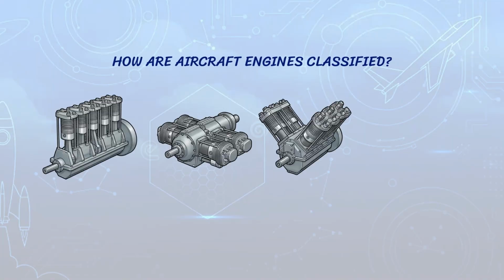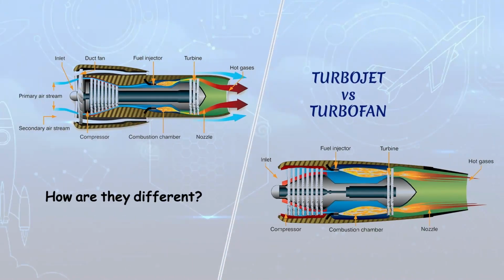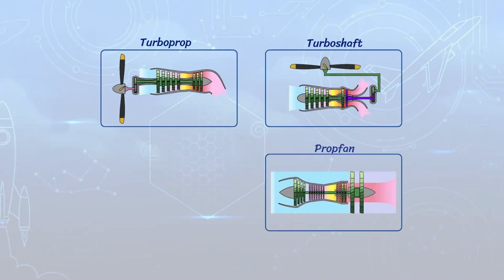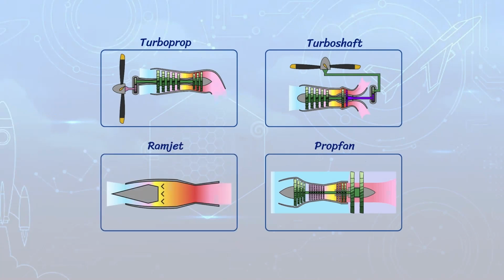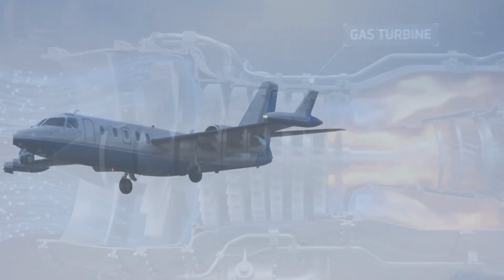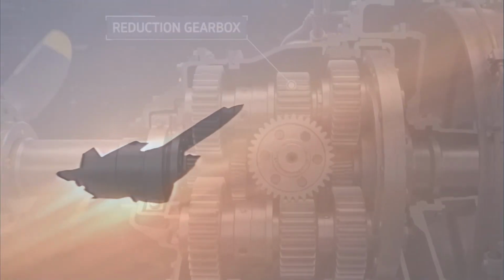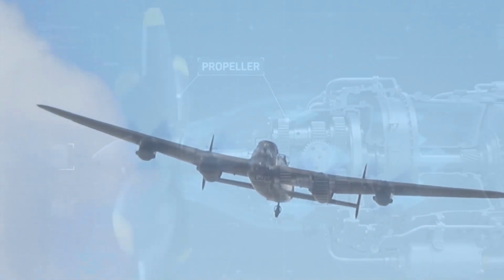But how should we classify these engines? What makes an inline engine different from a radial engine? How does a turbojet differ from a turbofan? And where do turboprops, turboshafts, propfans, ramjets, and modern electric propulsion fit into the picture? In this video, we'll explore the major types of aircraft engines, how they work, when they were developed, and the aircraft that use them.